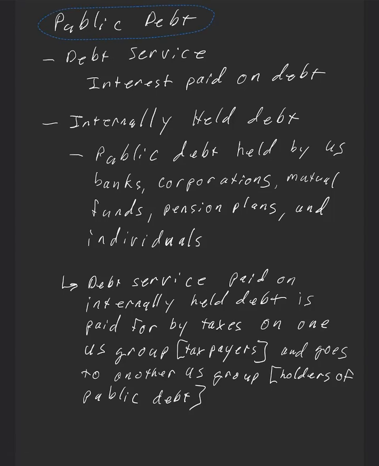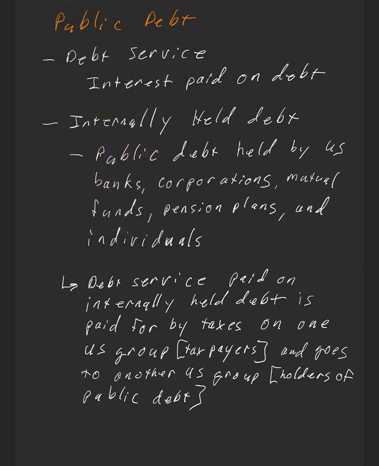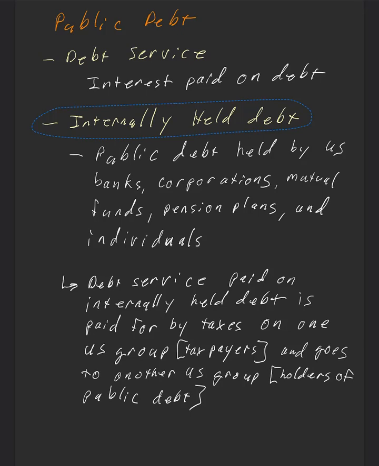Let's turn our attention. We've sort of done deficits. Let's take a look now at public debt. A few terms that we want to define. The first is debt service. Debt service, very simply, is just the interest paid on debt. We have two different types of debt. The first is internally held, and that is public debt held by U.S. banks, U.S. corporations, U.S. mutual funds, U.S. pension plans, and U.S. individuals.